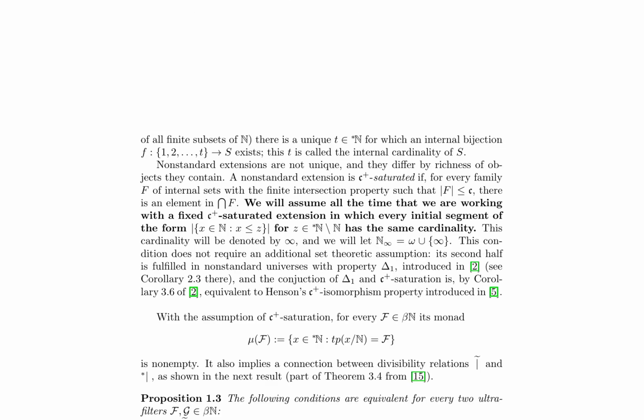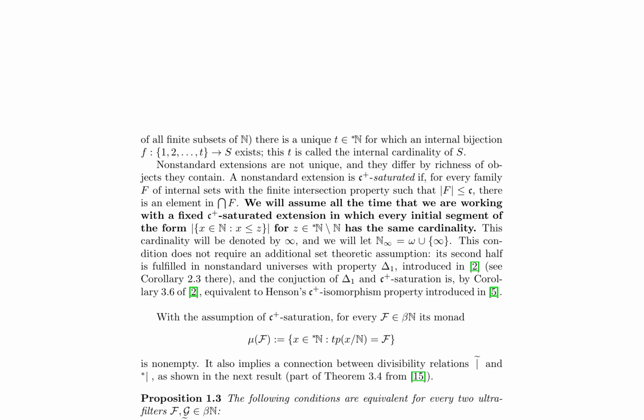In the context of mathematical logic and model theory, nonstandard extensions of Peano arithmetic are models that contain nonstandard numbers, which are either greater than any standard natural number or less than any standard natural number. The internal cardinality of a set S in a nonstandard extension is the unique T ∈ *N for which an internal bijection f: {1, 2, ..., T} → S exists.